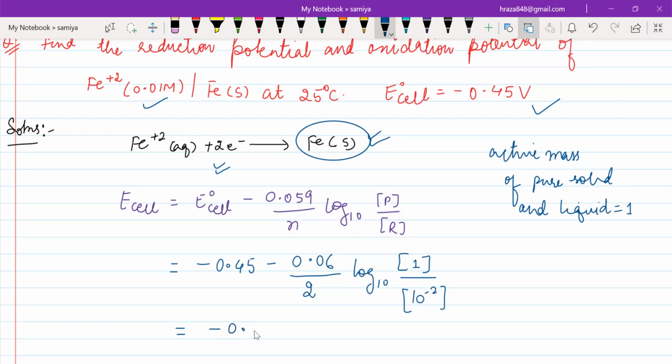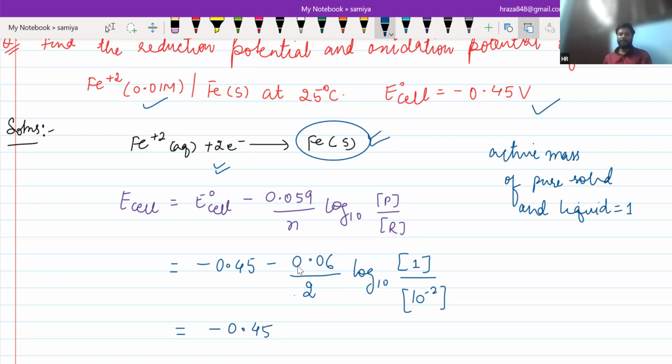Now see, minus 0.45, and you can easily cancel this. It will be 0.03, and minus 0.03. And what we get is log to the base 10, and if you move this from the denominator to the numerator, it will be 10 raised to the power plus 2. Yes or no?